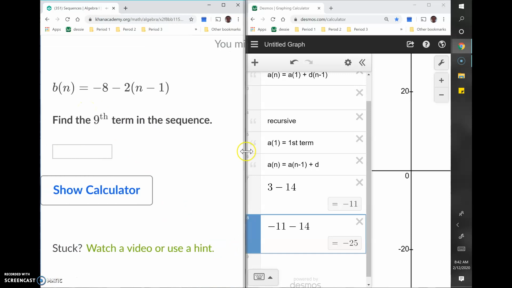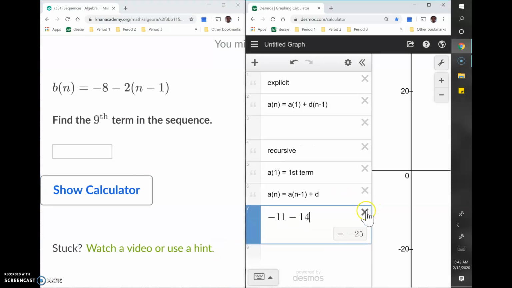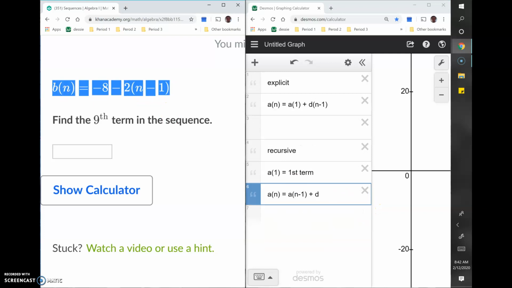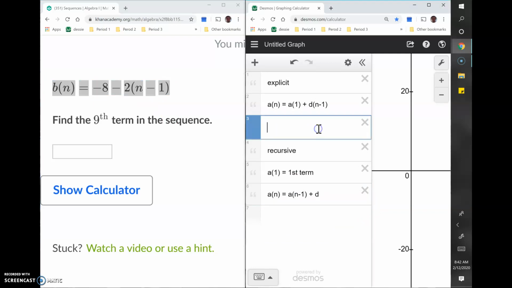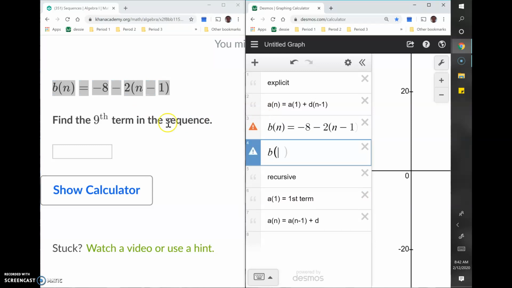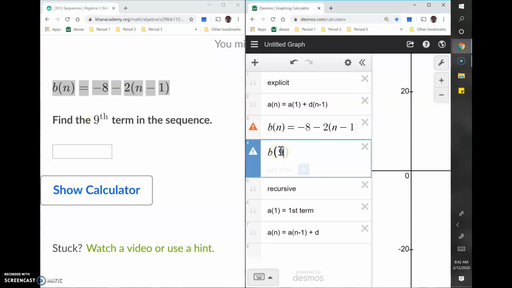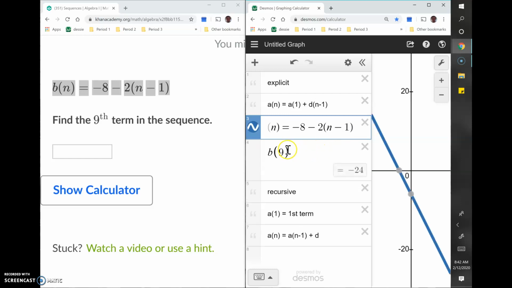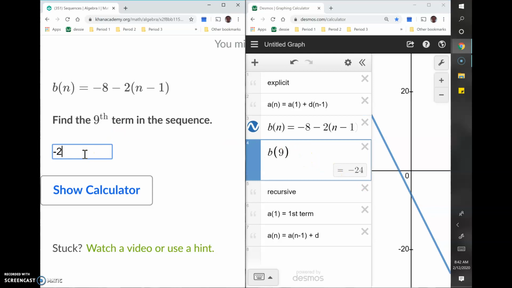Here they're giving us the formula in explicit form, and so I'm going to go ahead and use the Desmos function feature to identify what the 9th term is. So I'm going to go ahead and type in a 9 here. And it looks like I've got some problems with the equation. Okay, double pasted. Sometimes it'll double paste. Okay, -24 it is.